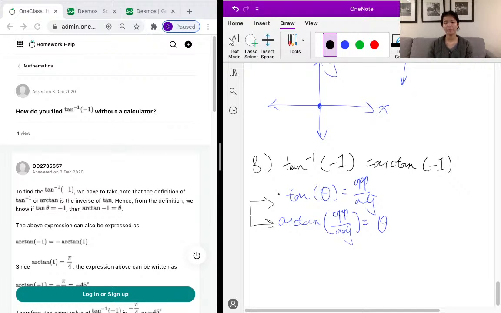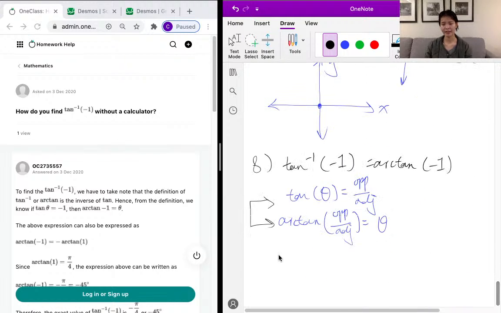So now, basically, the question is asking: the arctangent of -1, where -1 is the ratio of two sides, which angle has the opposite side over adjacent side equal to -1?